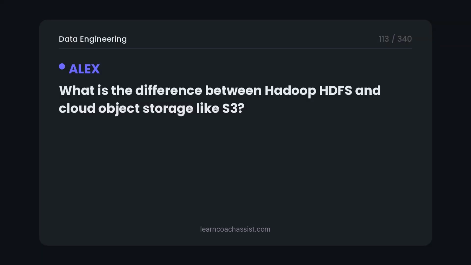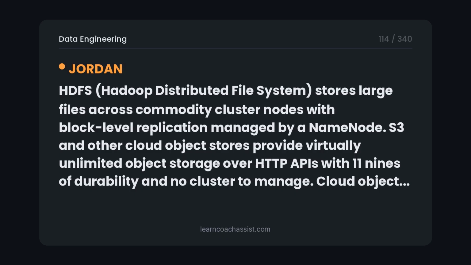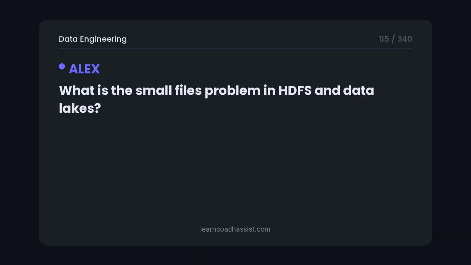What is the difference between Hadoop HDFS and cloud object storage like S3? HDFS, Hadoop Distributed File System, stores large files across commodity cluster nodes with block-level replication managed by a name node. S3 and other cloud object stores provide virtually unlimited object storage over HTTP APIs with 11 nines of durability and no cluster to manage. Cloud object stores are now preferred for data lakes due to scalability, cost, and decoupling of storage and compute.